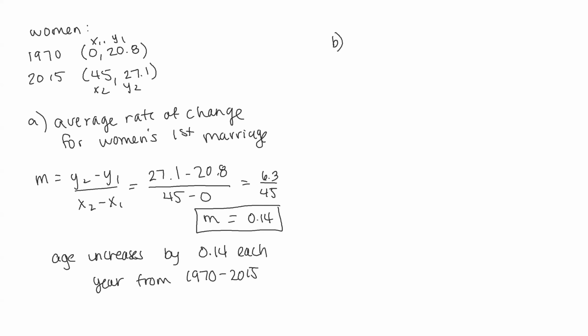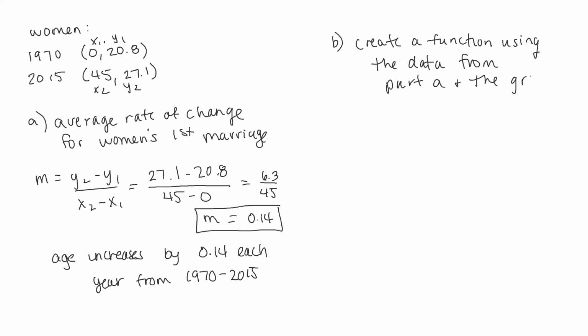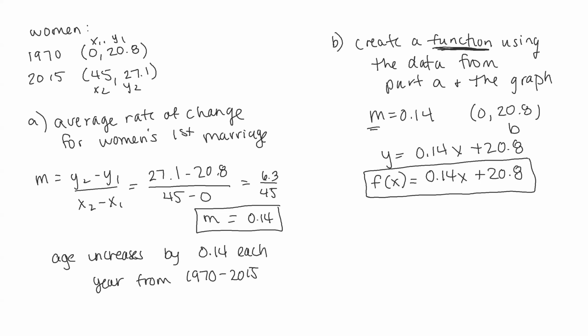The second question we're asked is to create a function using the data from part A and the graph. Well, we know that the slope is 0.14. We know that the y-intercept occurs when x is 0. So the y-intercept is going to be 0, 20.8. So if this is my slope and this is my b, I can plug that into y equals 0.14x plus 20.8. Now, if we're going to get really technical, the age increased by 0.14 years each year until 2015.